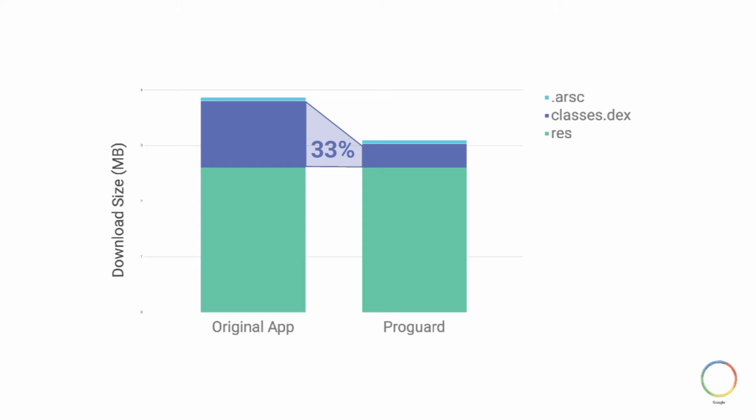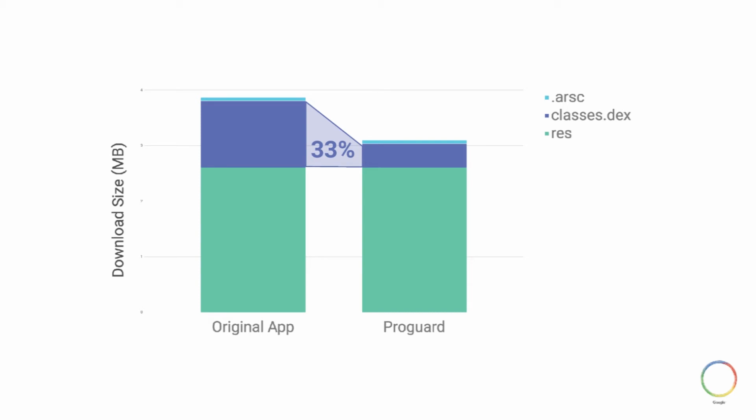Let's have a look what happens when we apply this to our Topeka app. We can see that the classes.dex file is immediately reduced down to 33% of what it was before. That's a really significant savings. You're probably thinking, well, where is all that code savings coming from? Like, how did I have so much code that wasn't being used?